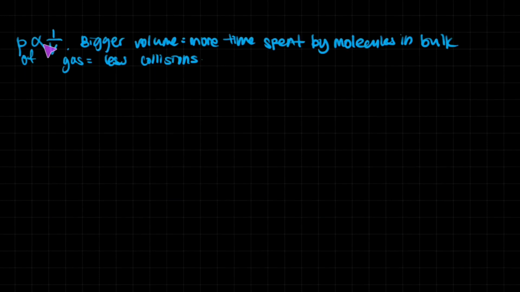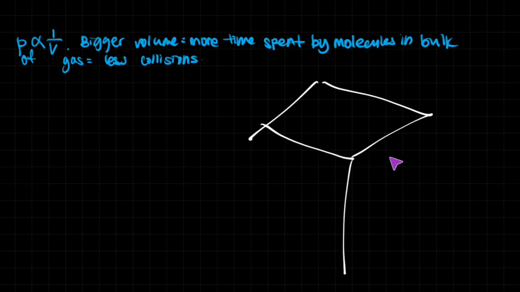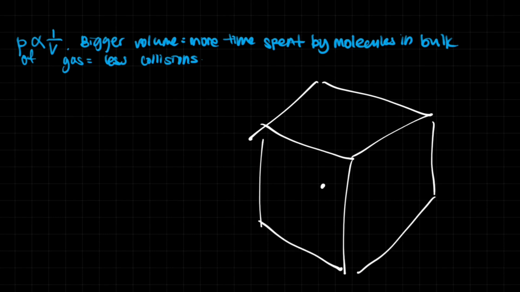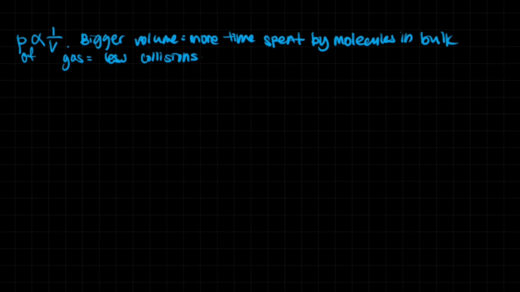And lastly, we have pressure is inversely proportional to volume. When you have a bigger volume, you have more time spent by the molecules in the bulk of the gas, which means that there are fewer collisions. Let's say there's a bigger volume, the gas molecules are going to spend more time in the middle of the gas, traveling around before they hit the walls. When you have a smaller volume, the gas molecules at the same speed are going to travel much faster to hit the walls, and therefore there's going to be more collisions per second, which means that the pressure is going to be higher. So if you really think about it, this equation does make a lot of sense, and you can actually explain it using each of the constants and how they are related to each other as well.